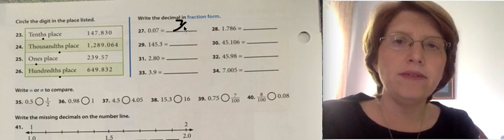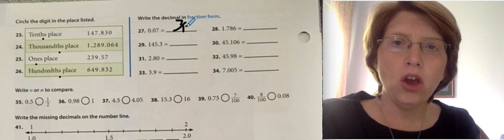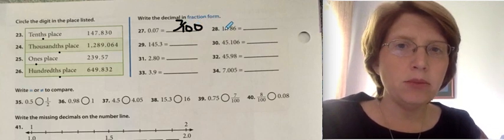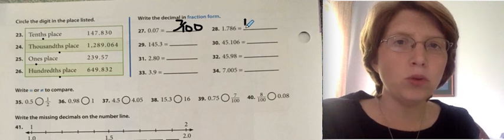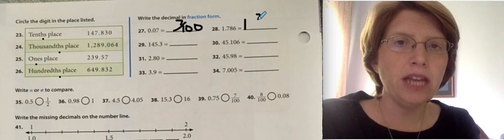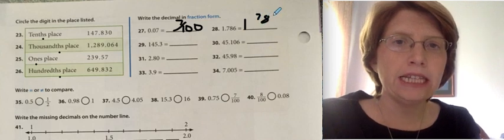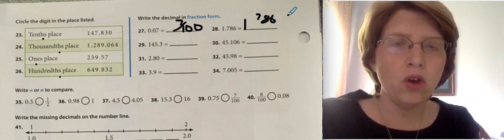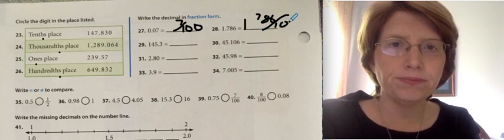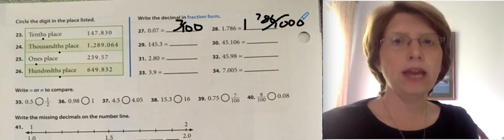So this is 7 over 100. If it has a number in front, that is the whole number, 1. And then the part is 786 over 1,000. Okay?